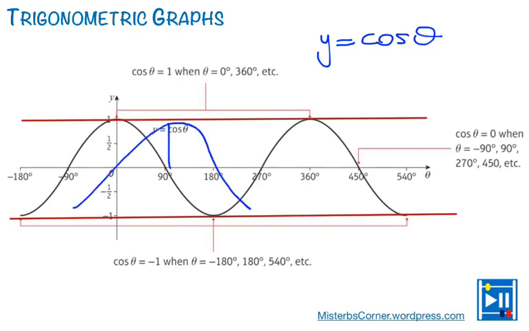It was 0 at 180, going like this. So basically, it is a translation of 90 degrees to the left-hand side. So the cosine function is similar. It oscillates between 1 and minus 1, but the values at which the cosine function gets 1 and minus 1 are different. There's a 90 degree difference between them.